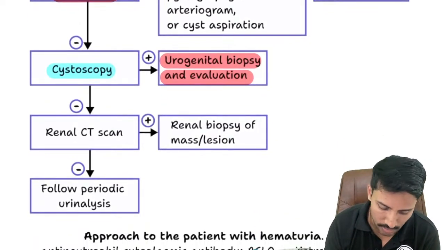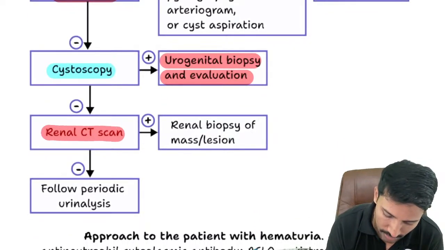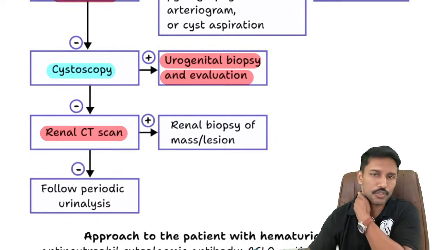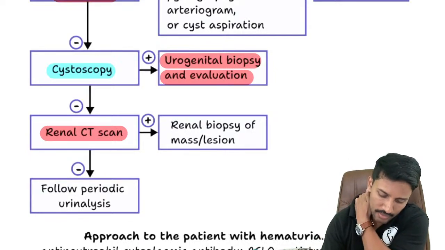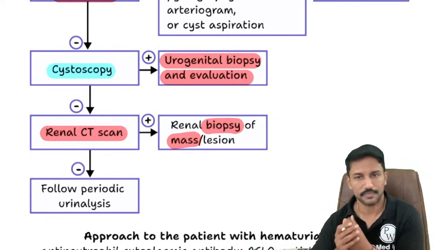If that is also not helpful, then we go for the renal CT scan. And if you see something on the CT scan, you can take the biopsy of that lesion.